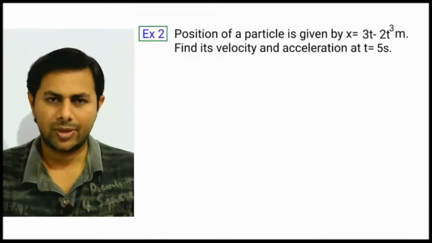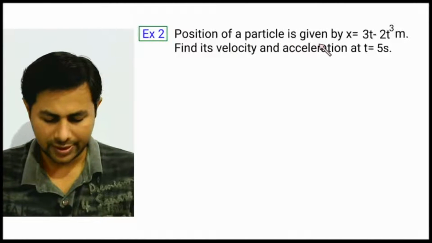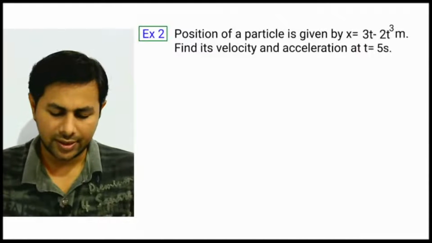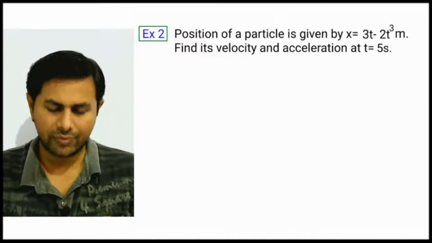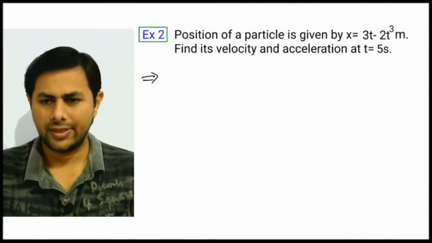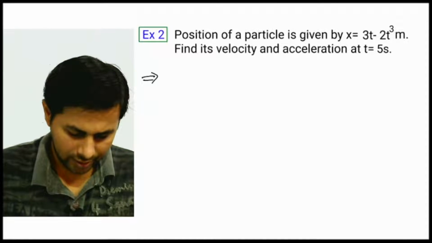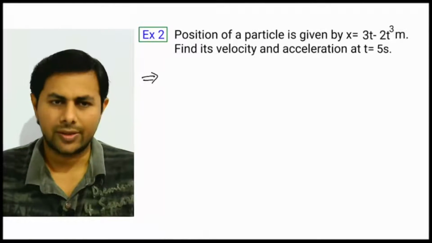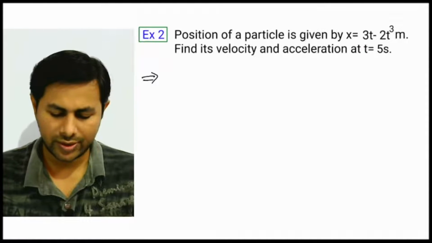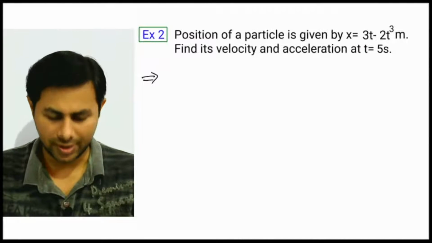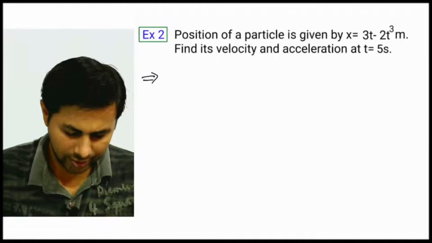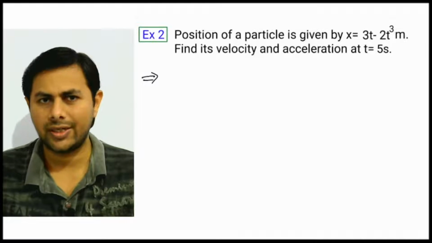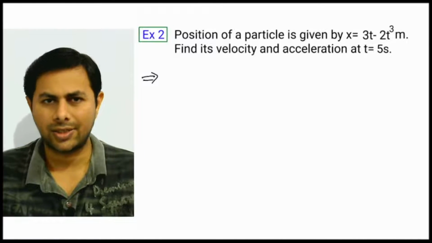So here is example number 2. Position of a particle is given by x is equal to 3t minus 2t cube in meters. Find its velocity and acceleration at t equals to 5 seconds. Okay, let's see what is the answer. So we are given the position of a particle, and we are asked to find the velocity and acceleration at t equals to 5 seconds.